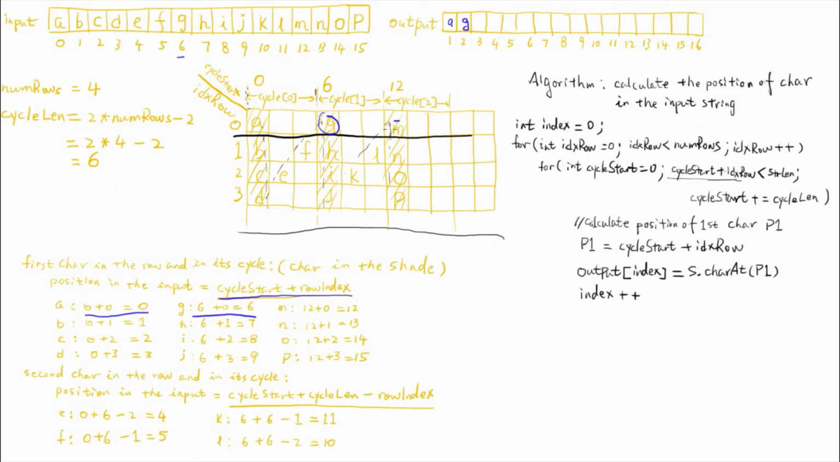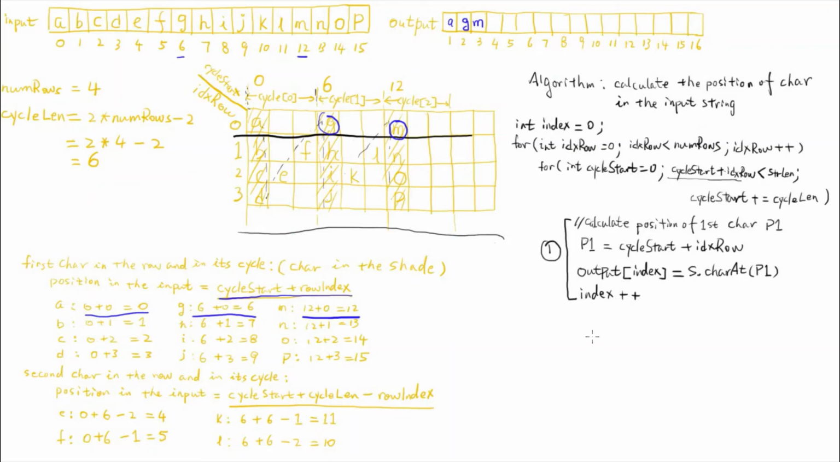And the same thing for this character. The cycle start is 12. The row ID is 0 and the position is 12. So we'll put M here because at the position 12 is character M. So the code here is the first step.